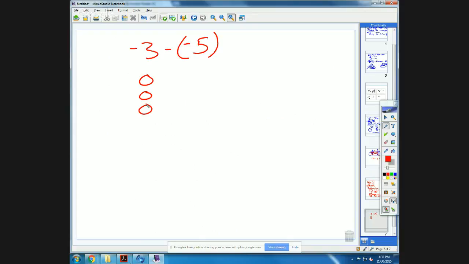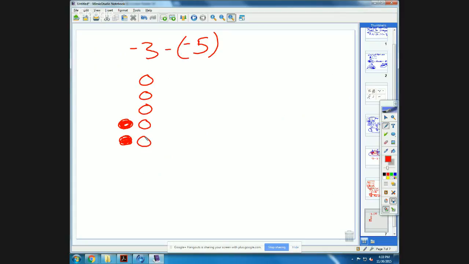Is that the only way to draw -3? Aren't there other ways to draw -3? What could I do to draw -3 in a different way? You can do three more negatives. Put some zeros in? 3 more negatives, 3 more positives. This is still -3, right? And isn't this still -3? Can I take away -5 yet?